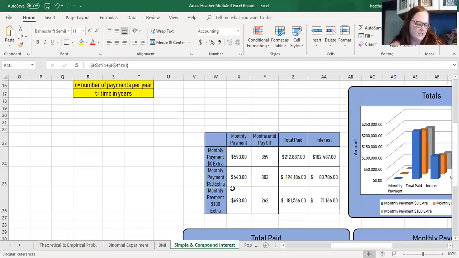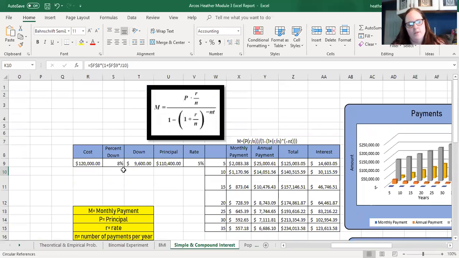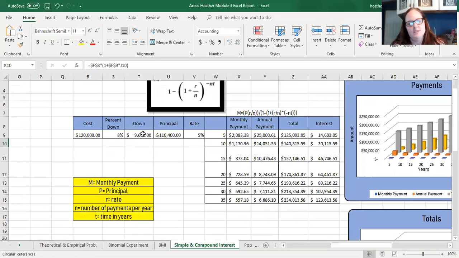So that's not easy to do, but if you can, it's definitely worth it in the long run. Because right here it shows us, in this example, the cost of the house is $120,000. You want to pay 8% down, so you're going to have $9,600 down. So the principal that's still left over is $110,400 at a 5% interest rate. So your monthly payment, if you paid it off in 5 years, is a little over $2,000, and you only pay $14,000 in interest.